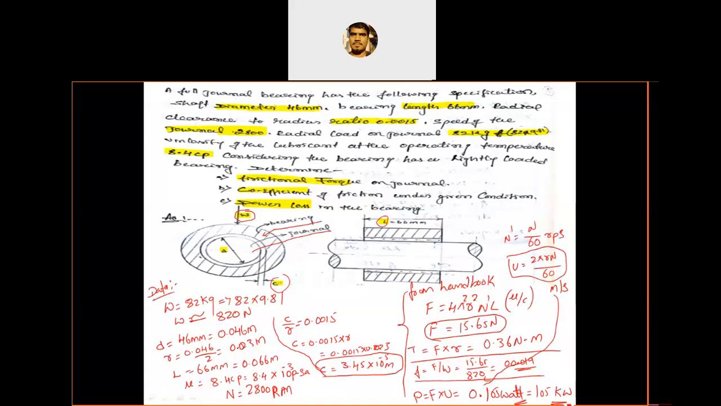First we got the frictional force. From the frictional force, first the torque, second the coefficient of friction, third the power loss. By using these data as well as some of the equations from the data handbook, we solved for the unknown values like frictional force, torque, coefficient of friction, as well as power loss in the lightly loaded bearing. In the problem itself, they gave that it is a lightly loaded bearing.